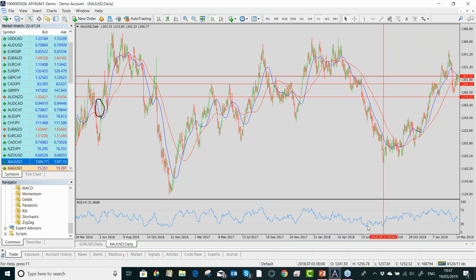We want to be a little bit careful about that, but certainly I'm going to just draw in some other places where we see price get into overbought territory.